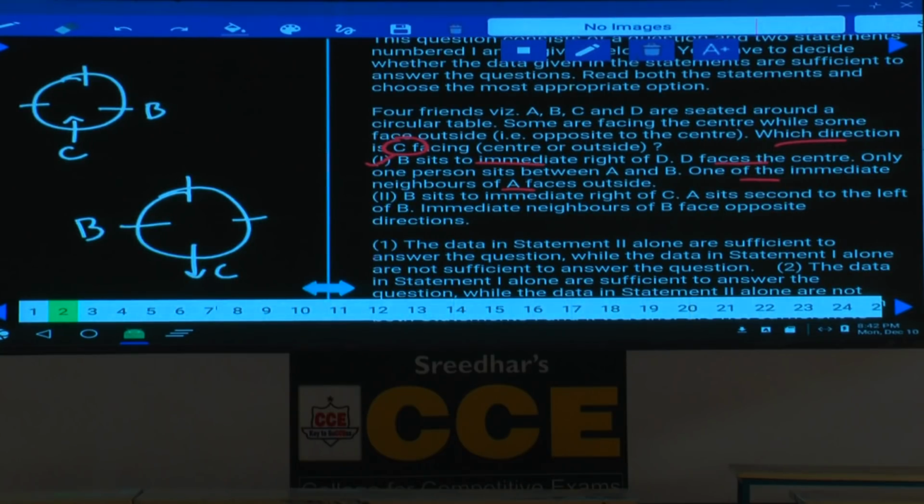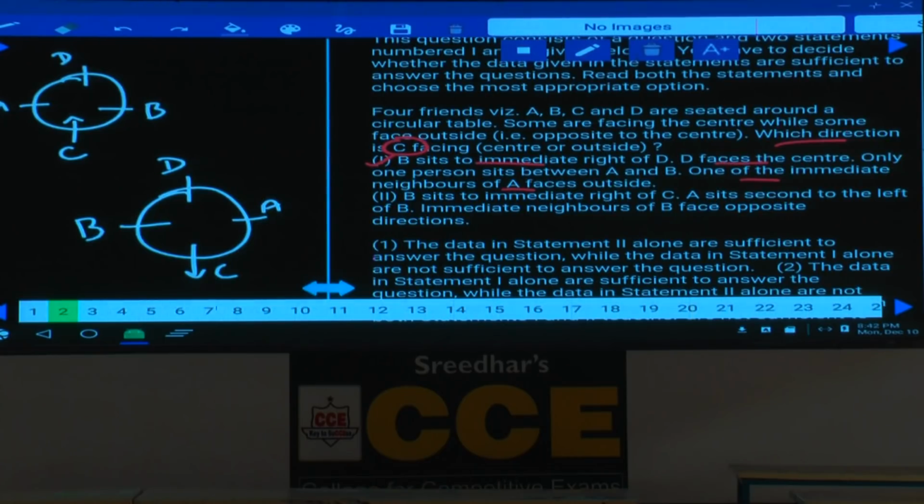Next one, A sits second to the left of B. As A is seated second to the left of B, A and B are opposite and this is D. A sits second to the left of B, and A and B are opposite, this will be D. Then as A is seated second to the left of B, whether B is towards the center or away from the center is not known.